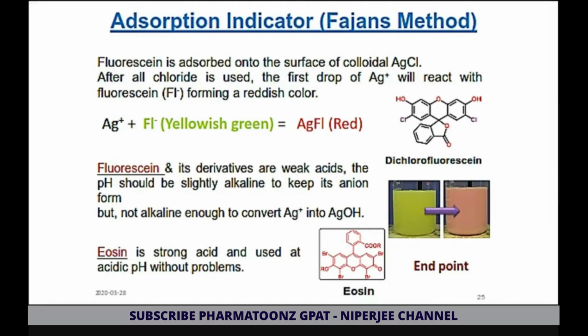As I said, when you add the indicator, it is yellow-green in color, and once all the Ag is complexed with Cl, the excess Ag reacts with the fluorescent indicator and forms an Ag fluorescein complex, and it gives a red color. So red color is the color change.